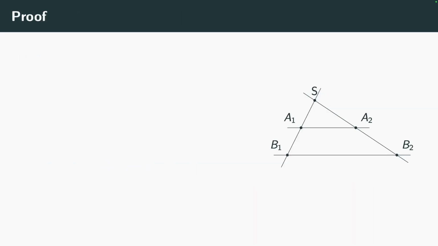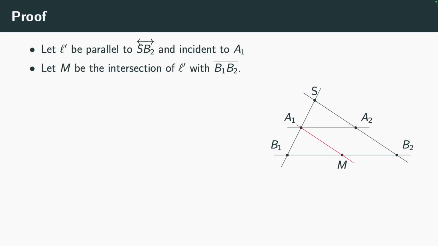Okay, so let's go through the steps of this proof carefully. I have here my picture on the right with all of our givens. The first thing we're going to do is introduce a line L prime that is parallel to SB2, and it is incident to A1. I'm going to make M be the intersection of that line L prime with the line B1B2. So that's just like in my picture here.